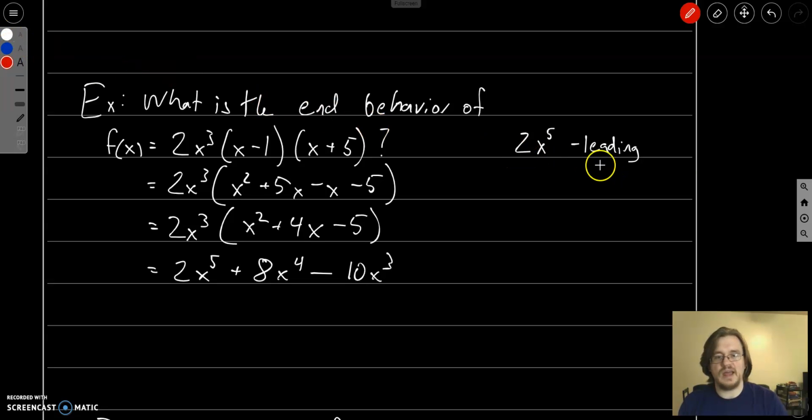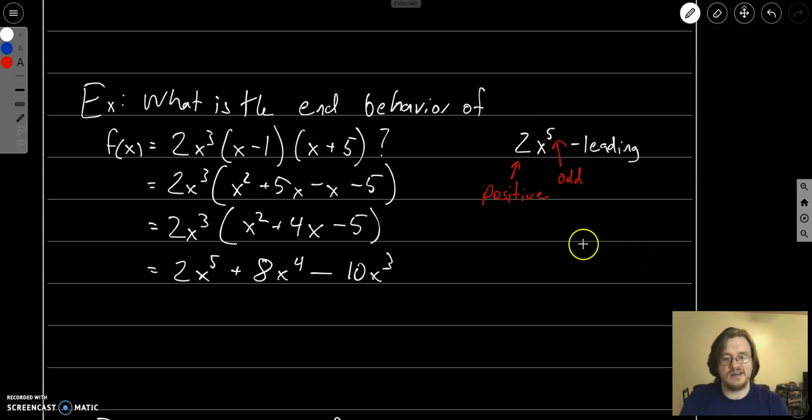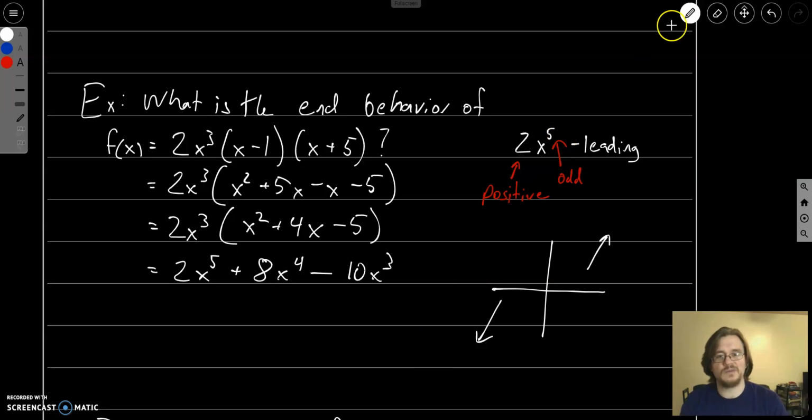And now we have an odd power, but we still have a positive coefficient. And when our function has an odd power, we know that we're going to be pointing in different directions, to the right and to the left. And since this is positive, as x becomes more positive, the function will become more positive. And as x becomes more negative, the function will become more negative. Who knows what's happening in between? We know it's smooth and continuous, but as we go farther and farther to the right, we're going up. And as we come farther and farther to the left, we're going down.